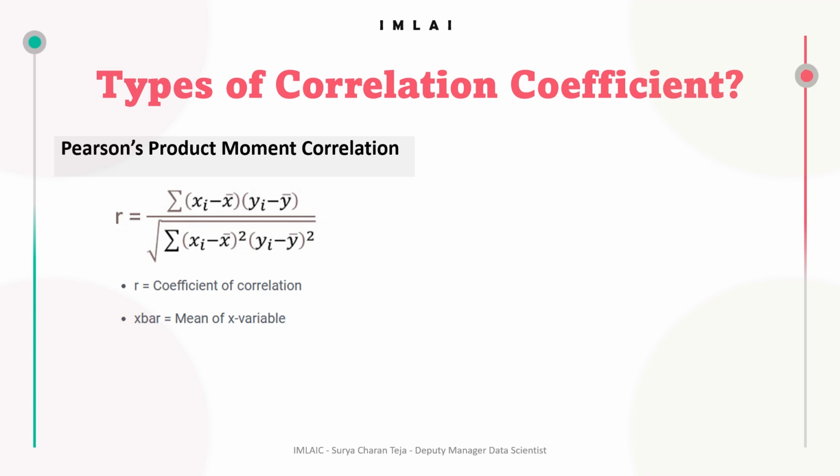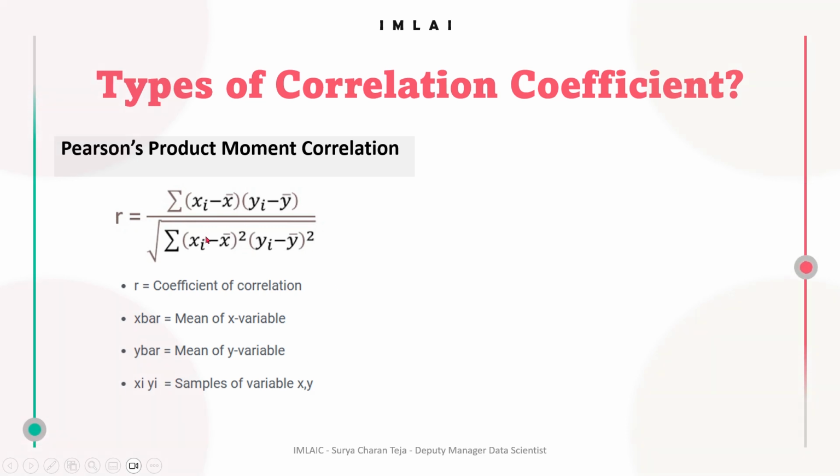So in this, R is the coefficient of correlation, x bar is the mean of the x variable, y bar is the mean of the y variable, and xi, yi are samples of variables x comma y. We can simply call it samples of variable x comma y, or you can say individual records or individual values of x and y variables. If you put it in a simple way, it's called a deviation. We have used that word deviation when we calculated variance.